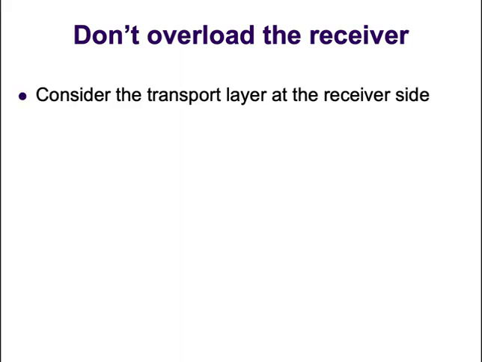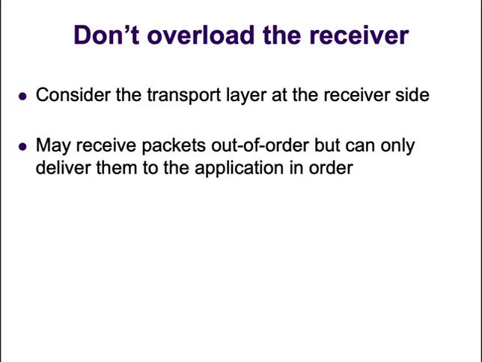The first one is to not overload the receiver. Let's first talk about why this is a problem in the first place. Why is this even a concern? It comes from, if you think about the receiving side of the TCP implementation, the transport layer implementation, we've said that the abstraction we're going to give the application is one of in-order reliable delivery. What that means is that at the transport layer implementation on the receiving side, if your packets are not coming in order, you have to buffer them.